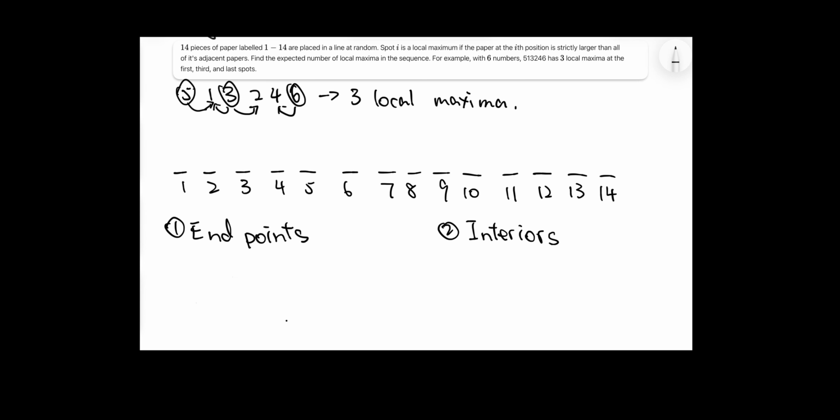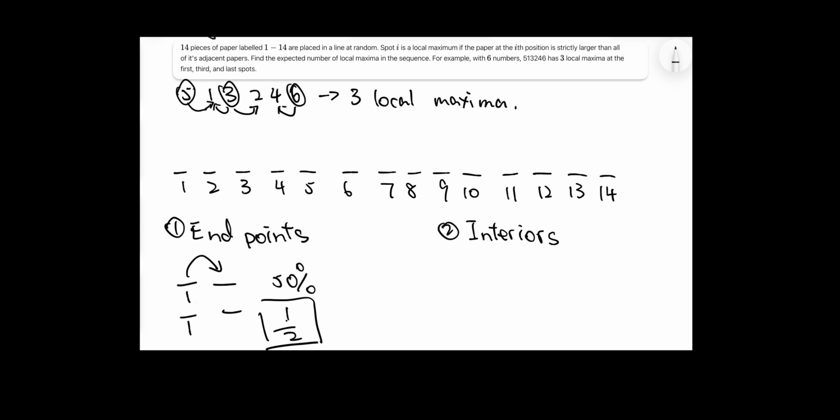So the first category, the endpoints. The endpoints are easy to analyze because they only have one adjacent number. So in order for, say, position number 1 to be our local maximum, it just needs to be bigger than position number 2. So what's the probability of that? It's pretty intuitive because position number 1 can either be bigger or smaller than the second position. So it'd just be 50% or 1/2. And that's our probability for the endpoints to be the local maximum.